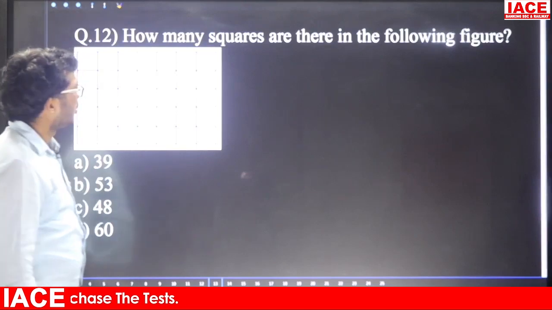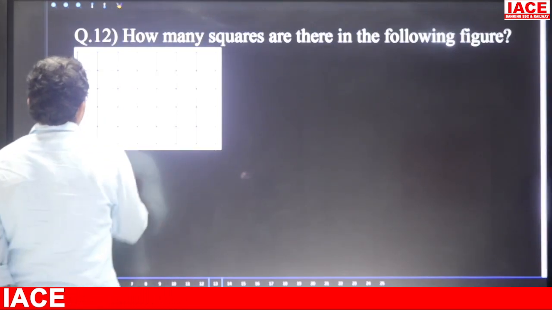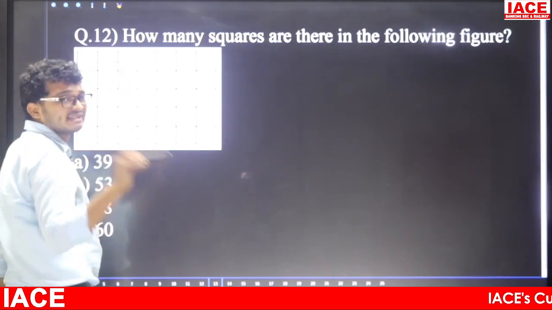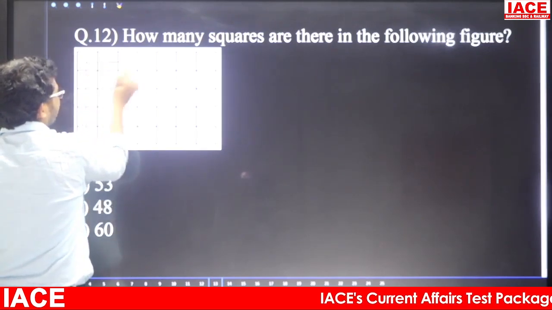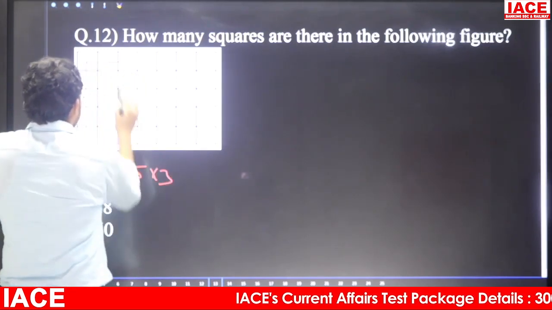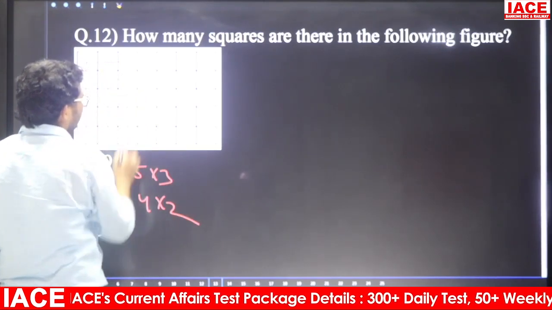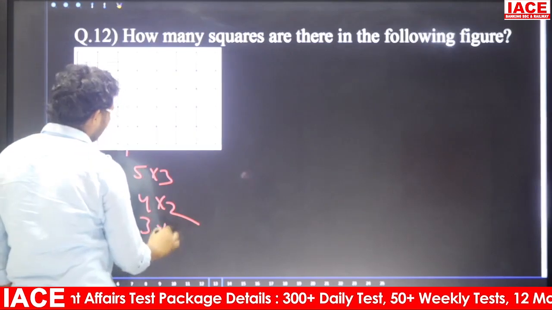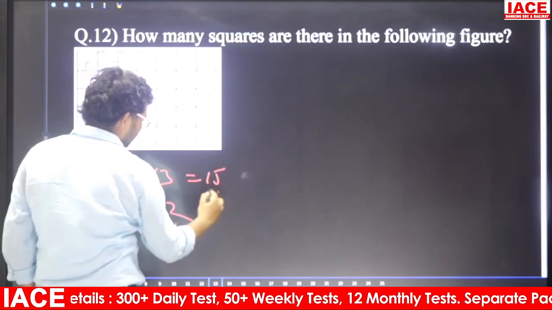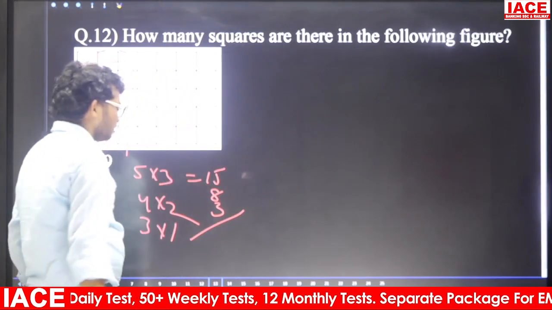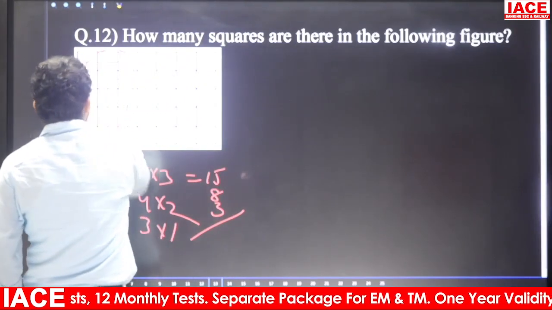Question number 12. How many squares are there in the following figure? For the number of squares, apply the elimination method. Here in a column we have 5, in a row we have 3, so 5 into 3. Next, column 4, row 2, so 4 into 2. Column 3, row 1, so 3 into 1. For this part, we get 15, next 8, next 3. Total is 11, 26. So only for this part we have 26.